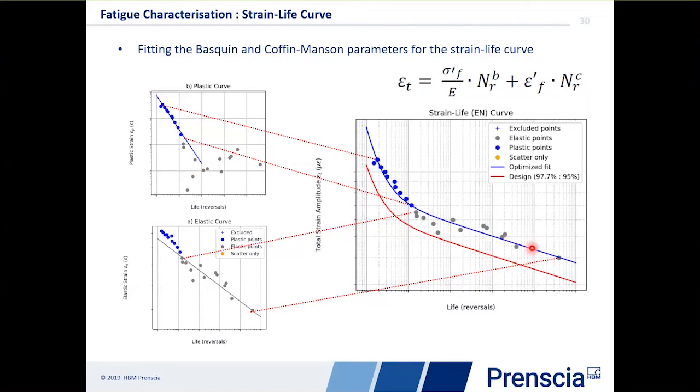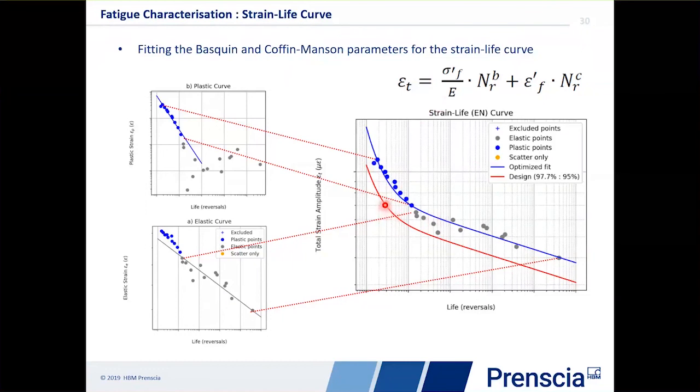We do actually do a little bit of optimization at the end of this, just to optimize the sigma f prime and epsilon f prime when you add the two together, to make sure that this equation represents the best possible fit. Now, of course, when we want to do this, we don't just want to characterize the regression curve, we also want the design curve too.